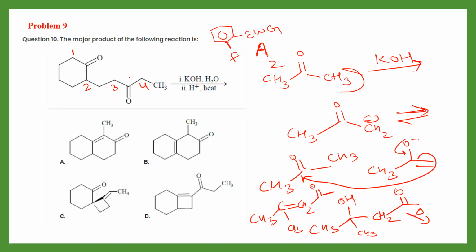Now, let's say if the proton is getting abstracted from this position, negative charge will come here and it is going to attack this carbonyl. What number of ring will form here? 1, 2, 3, 4, 5, 6. And 6-member ring formation is feasible, right? Yes, ma'am. Okay, so let's attack in this way only.